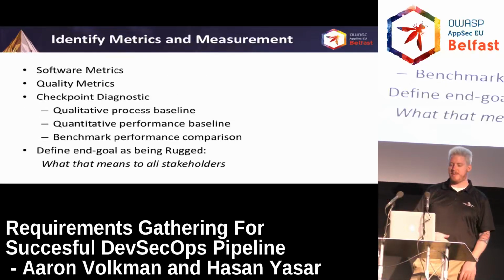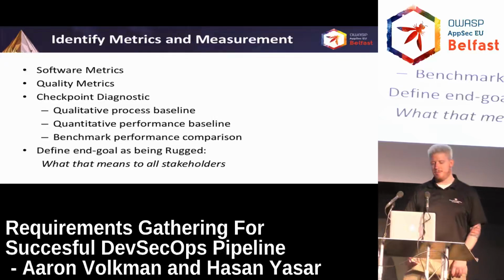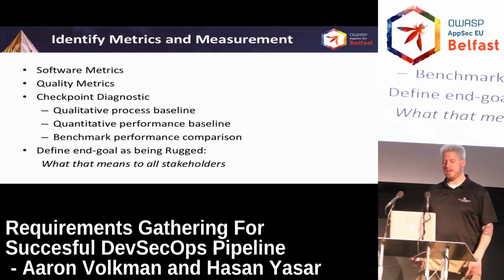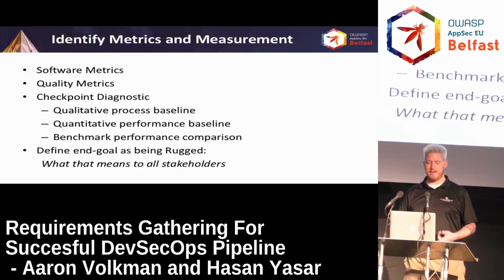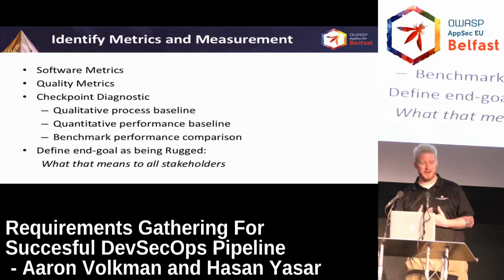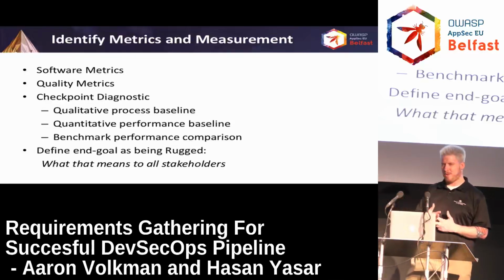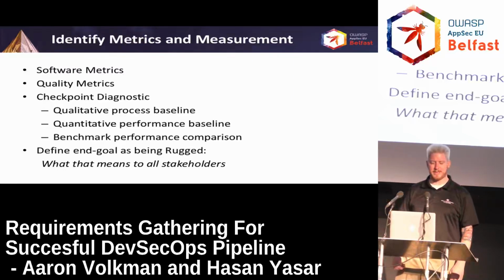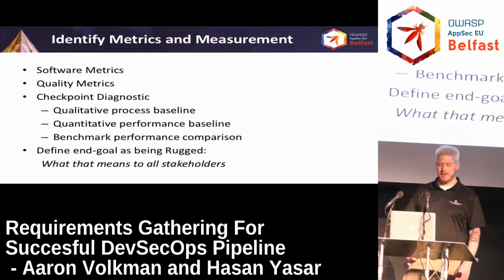We identify metrics and measurement on how we can measure how well we're doing. We look at software metrics, things like number of story points, lines of code, which I don't think is very good. Maybe feature points or story points is a better measure. I think it probably depends on the context. Quality metrics, number of defects being released.